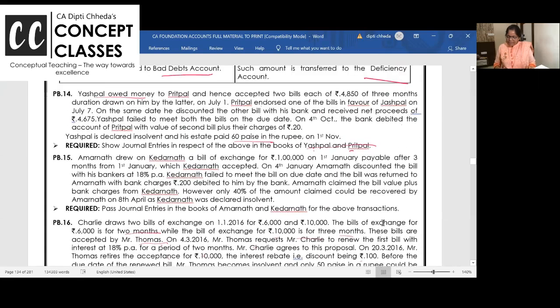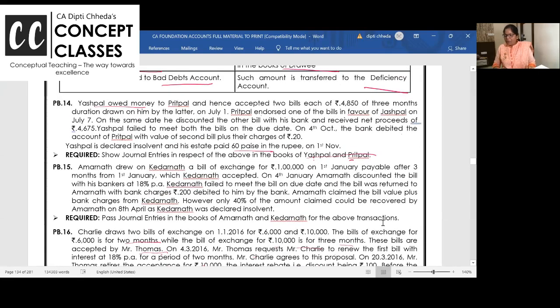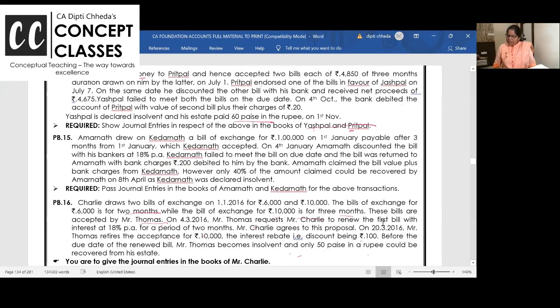As they say, so we should do. 17th, 16th and 14th, all the problems are nice. In fact, noting charges and all are not given much. Chalo, 15th problem I am reading. You have to do it as homework. Amarnath drew a bill; these are all extra problems. They are a bit too many, but instead of deleting them, I thought let us keep them for homework.